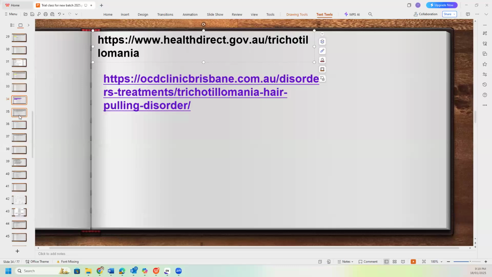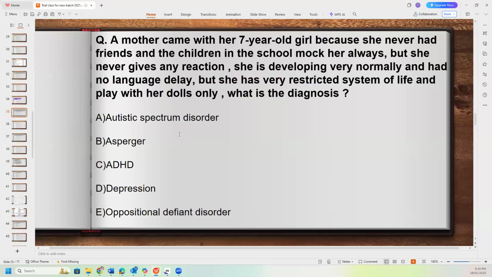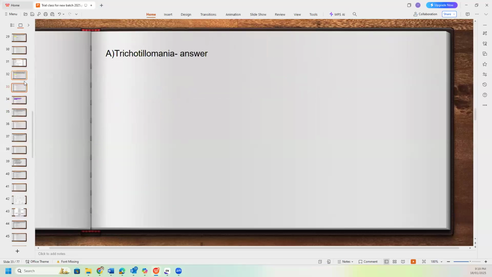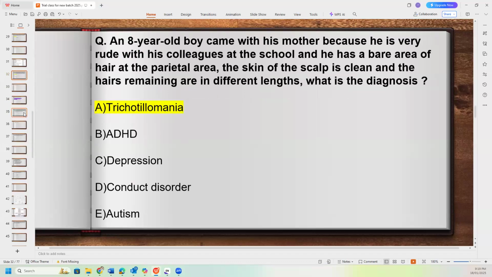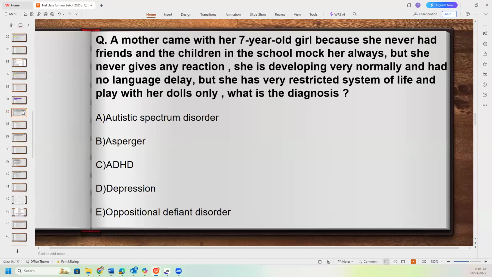Clear, guys? Any question regarding any of the terms we have used here? So your answer is trichotillomania. Any question, guys? All right.